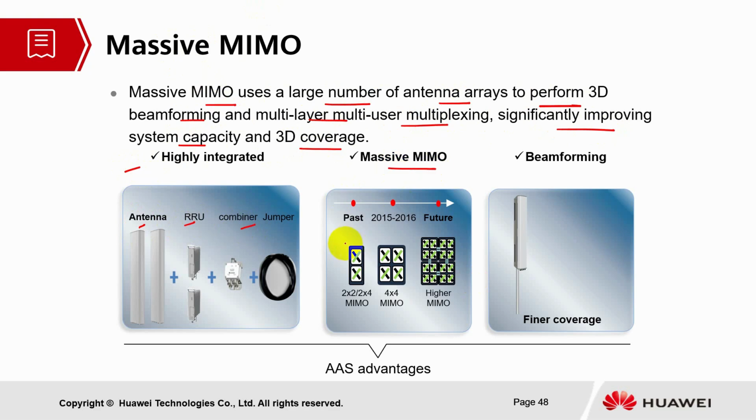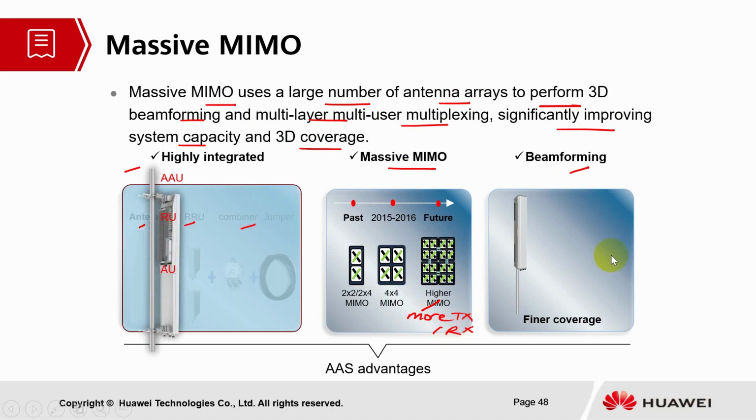We are using Massive MIMO. So higher MIMO, more TX and more RX. And it's using a beamforming concept. So we have a finer coverage here and we are using AAU system, RU and AEU. These are the active antenna system advantages.